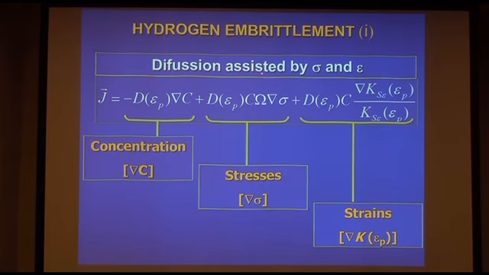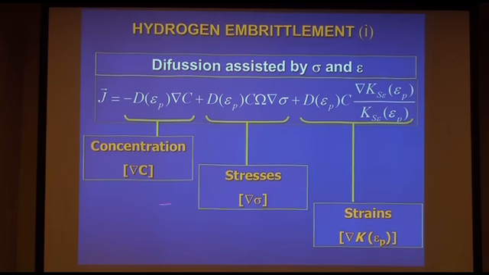Here we have the diffusion assisted by a stress and a strain field. Here we have the conventional diffusion, the Fick term, regarding the negative gradient of concentration. The second term, diffusion, is assisted by the positive gradient of hydrostatic stress, and in addition, diffusion is assisted by the positive gradient of solubility, which is itself a function of the residual strain field, the plastic strain field.